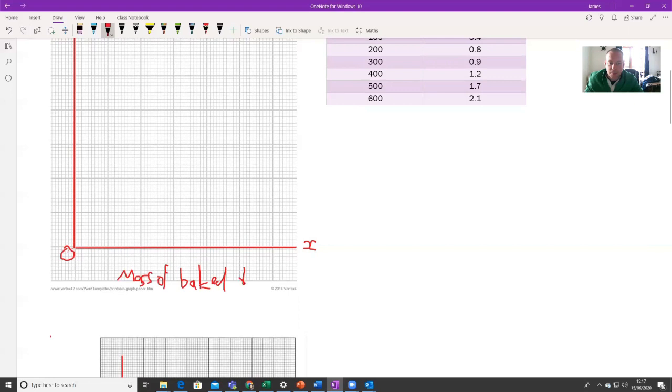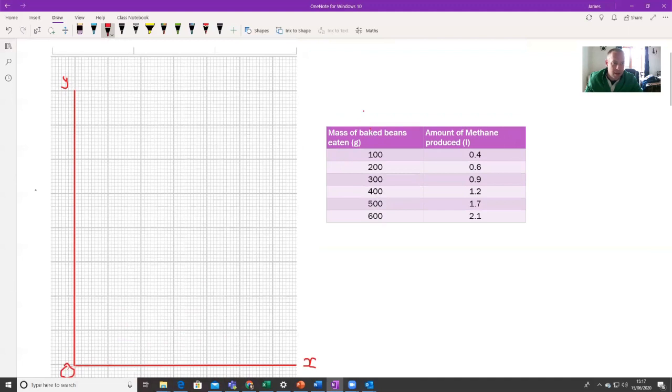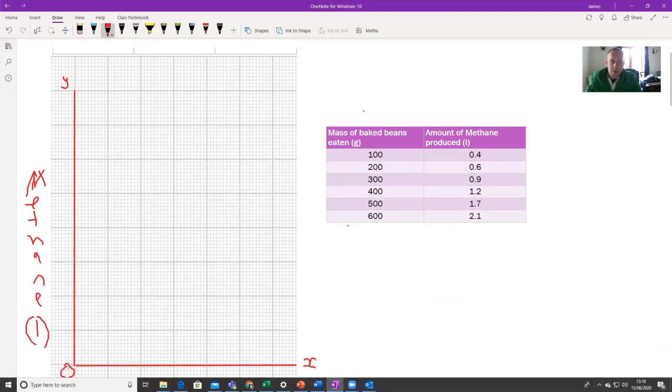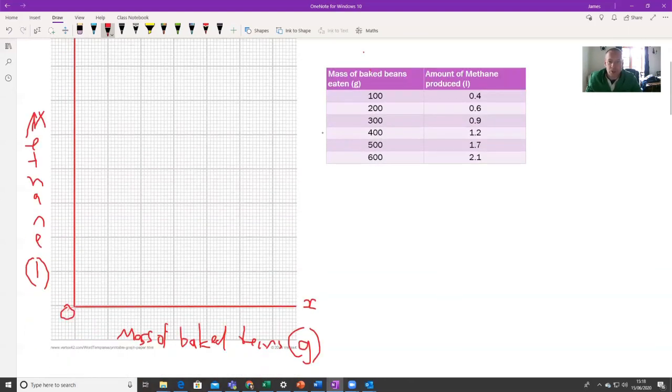So I've put mass of baked beans there, and I'm going to put methane at the top. And it's important at this point as well that we include the unit. So my unit for baked beans is grams, and it is liters for methane. So we've got our two labels there, methane, and mass of baked beans in grams. So that's my first job, labeling the axis and making sure I put the right variable in the right place.